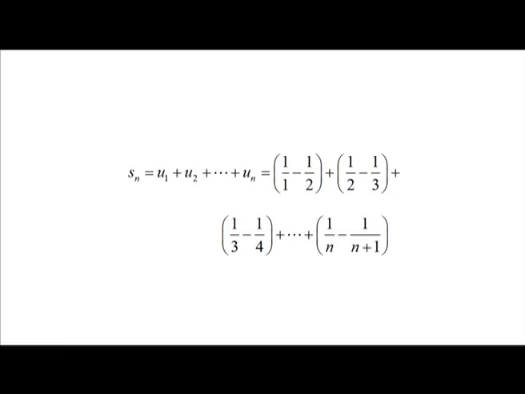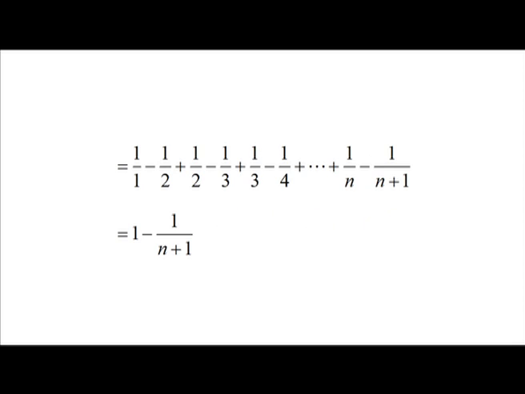The nth partial sum of the series is given by S_n = u_1 + u_2 + etc. + u_n, which is equal to 1/1 − 1/2 + 1/2 − 1/3 + 1/3 − 1/4 + etc. + 1/n − 1/(n+1). The intermediate terms cancel, which is equal to 1 − 1/(n+1).